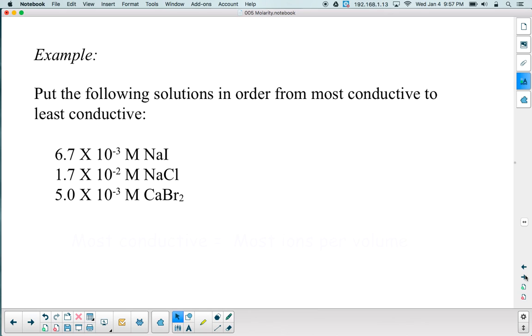This example we will deal with as a whole class, so don't worry about this one at this point in time. We just need you to practice a little bit with the basics of molarity before we figure out how we're going to use this to predict things like conductivity of solutions.